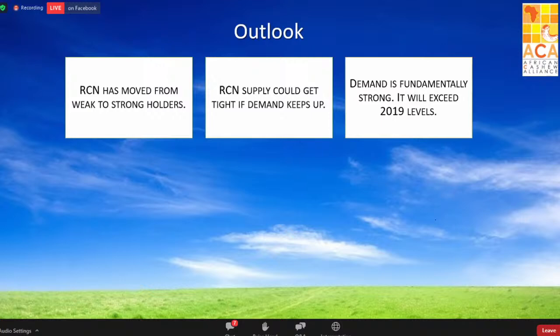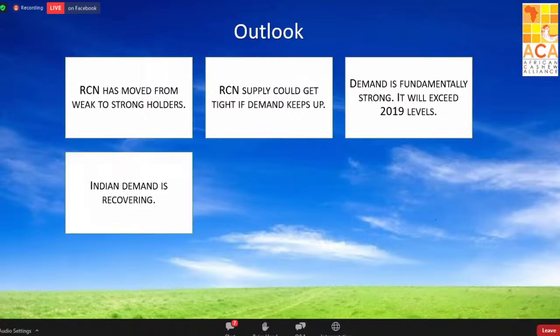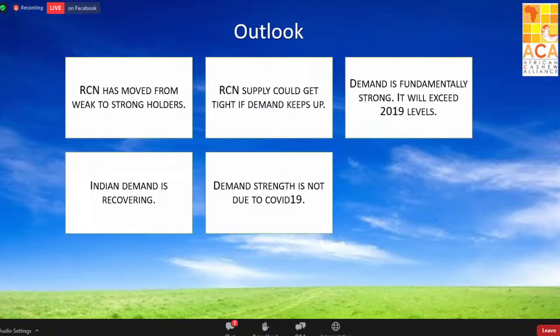Demand is fundamentally strong. It will exceed 2019 in 2020, and I believe in 2021 it will grow again as lower prices and inbuilt trends in consumer demand continue to impact the market. Indian demand is recovering. We'll see how that goes. We'll know after the festival season.